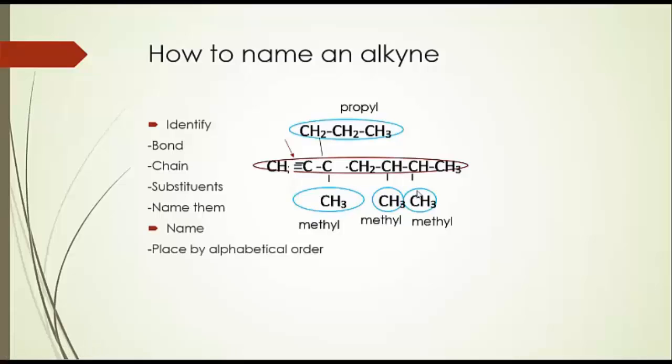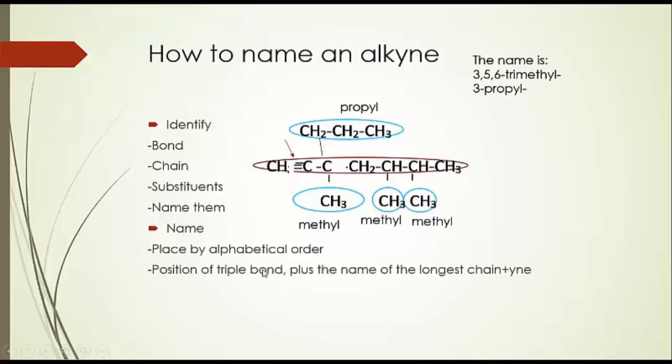Then at the naming part, we place by alphabetical order. This is the methyl, and this is a propyl. First goes methyl, so we have 3 methyls in positions 3, 5, and 6. So it's 3, 5, 6, trimethyl. Then we put the 3-propyl, because it's in the position 3, the propyl.